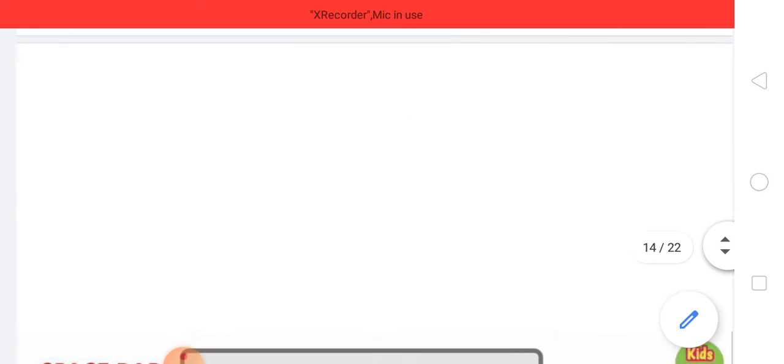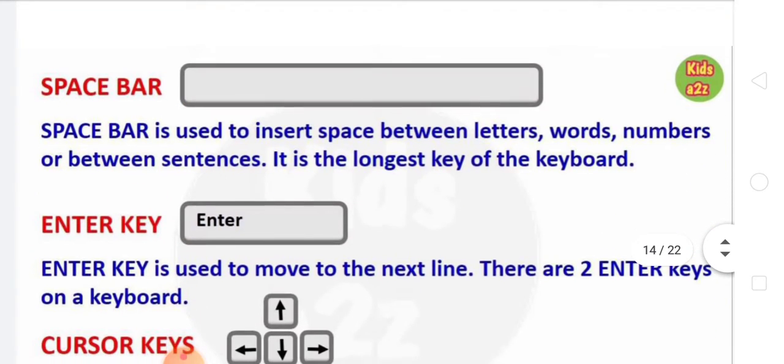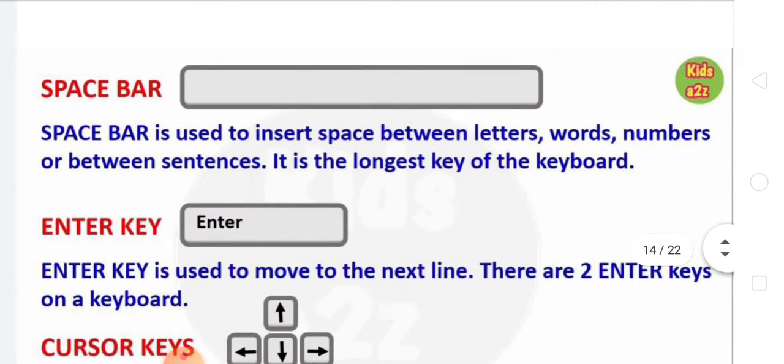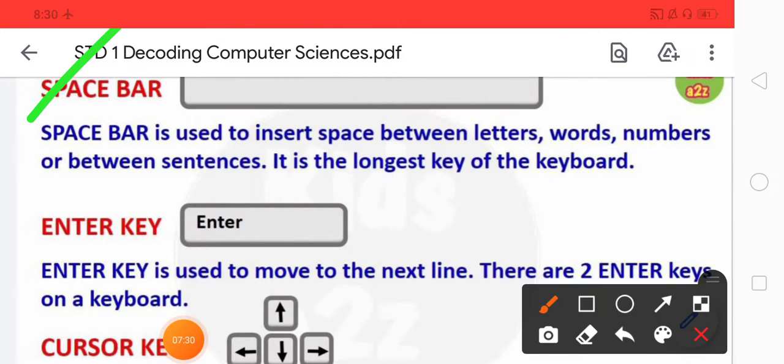Okay, then if we talk more about the spacebar key, the spacebar key is used to insert space between letters, words, numbers, or between sentences. It is the longest key of the keyboard. So this is the revision for the spacebar key.